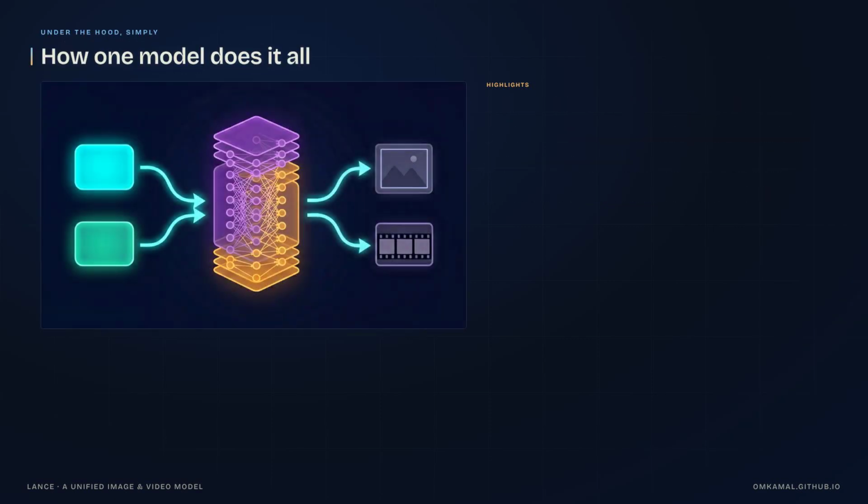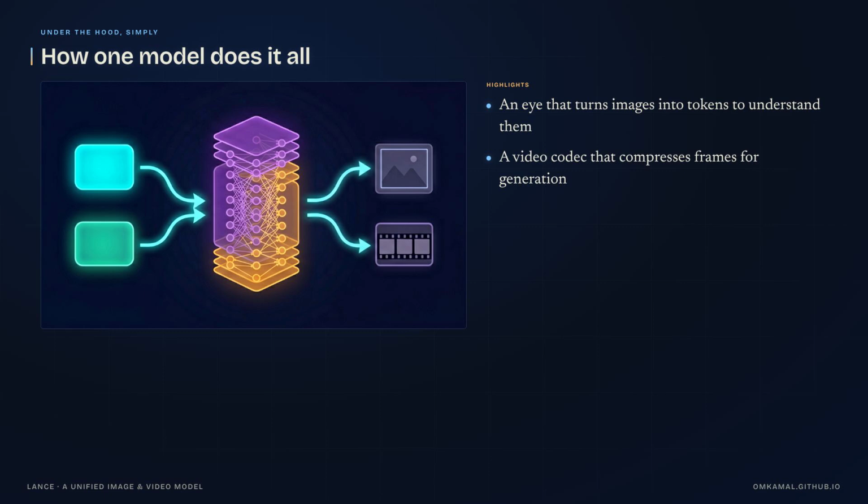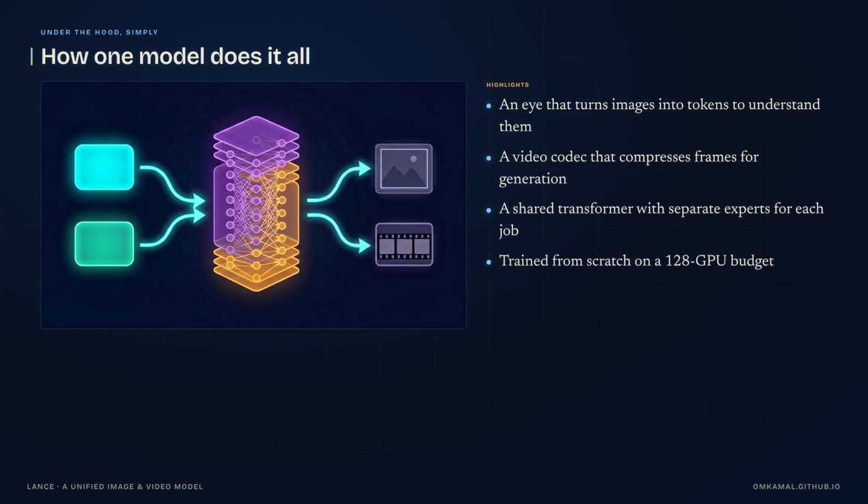Here is the idea without the math. Lance has an eye, a vision encoder borrowed from Qwen, that turns any image into tokens the model can reason about. It has a video codec, the WAN compressor, that squeezes frames down so the model can paint them back out. And in the middle sits one shared transformer that uses separate expert pathways for understanding versus generation, so the two skills don't fight each other. The clever part is that almost all of this was trained from scratch on a modest 120 GPU budget, which is tiny for a model this capable.